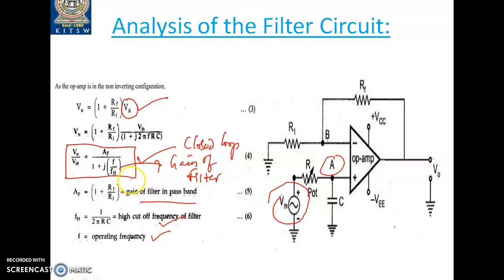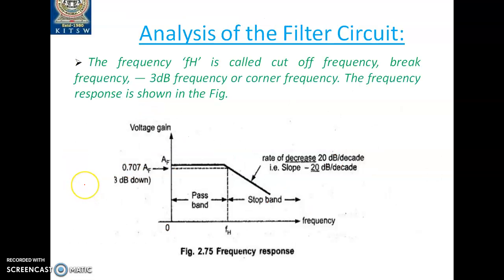Now let us look into the frequency response plot. The frequency response plot is possible from this equation only. If you take the magnitude of this and if you apply the phase angle, then you will have the magnitude response plot and also the phase angle response plot. Okay, now let us restrict our discussion to the magnitude response plot only. Okay, that we can see. Alright, so this is the practical frequency response of the first order Butterworth low pass filter.